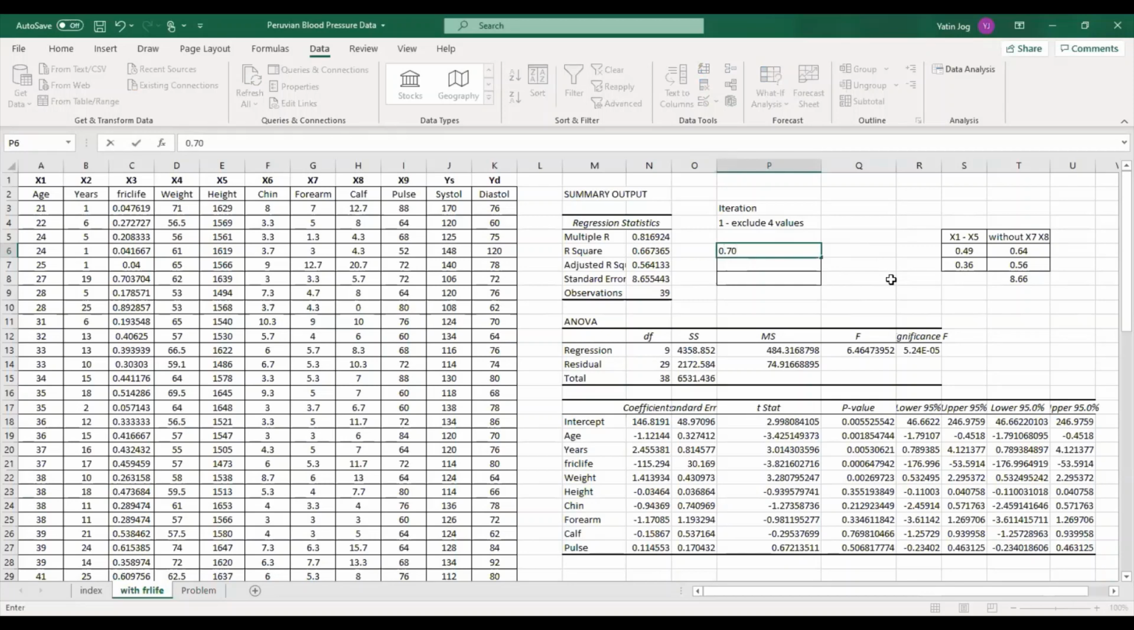70.7. Okay, and what is the adjusted R square? 0.59. Okay, and what is the error? It is 7.03.